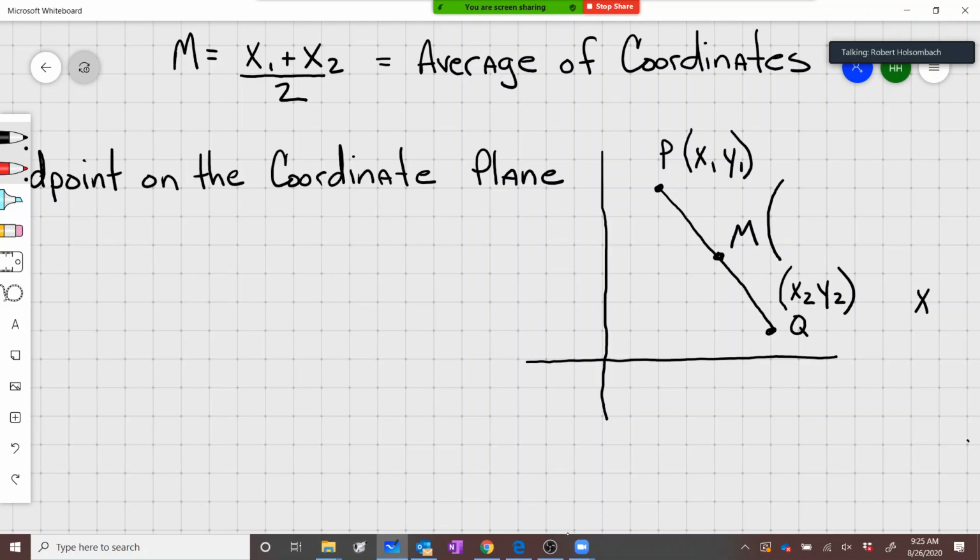The x value at the midpoint is going to be your x sub 1 plus your x sub 2 divided by 2. And your y value at the midpoint is going to be your y sub 1 plus your y sub 2 divided by 2 as well. So it's going to be the average of the x's and the average of the y's.